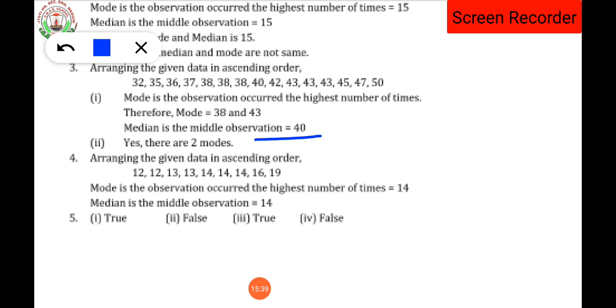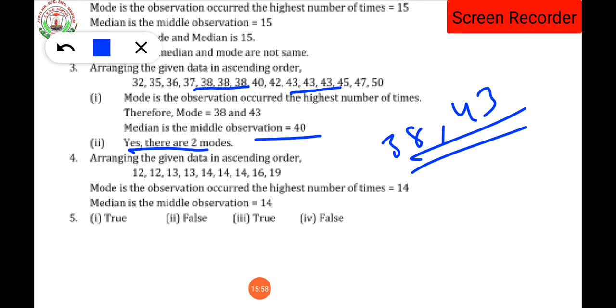Yes, there are two modes. Why are there two modes? Because 38 is repeated 3 times and 43 is also repeated 3 times. That's why it is said that yes, there are two modes, that is 38 and 43. Two modes are given, since both numbers are repeated 3 times.